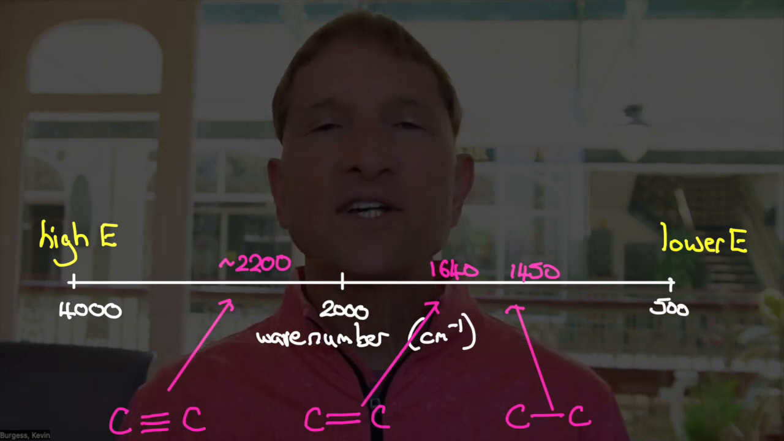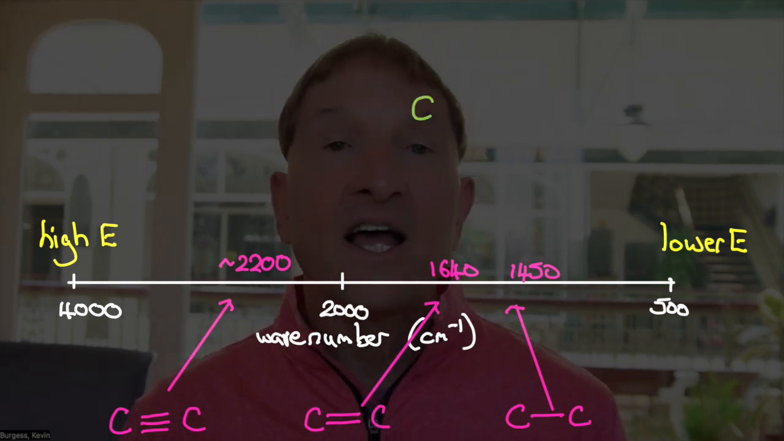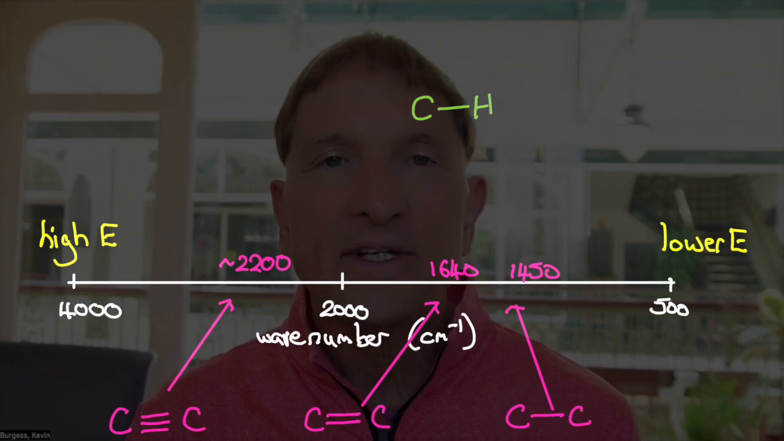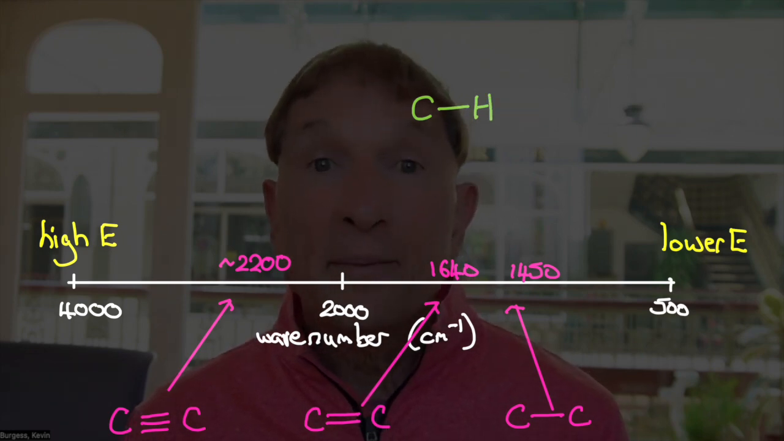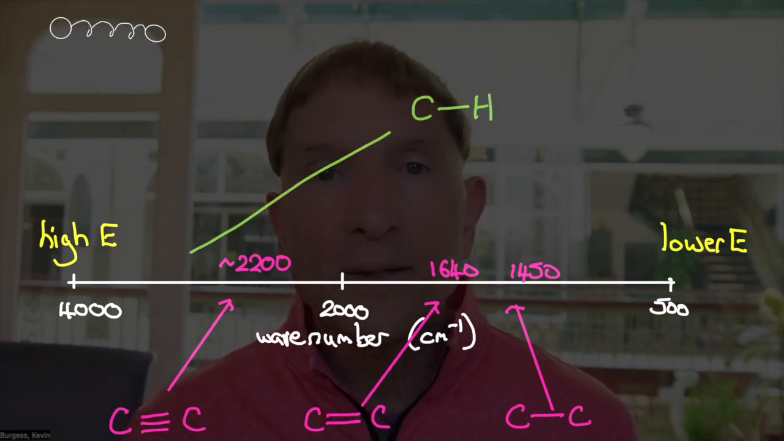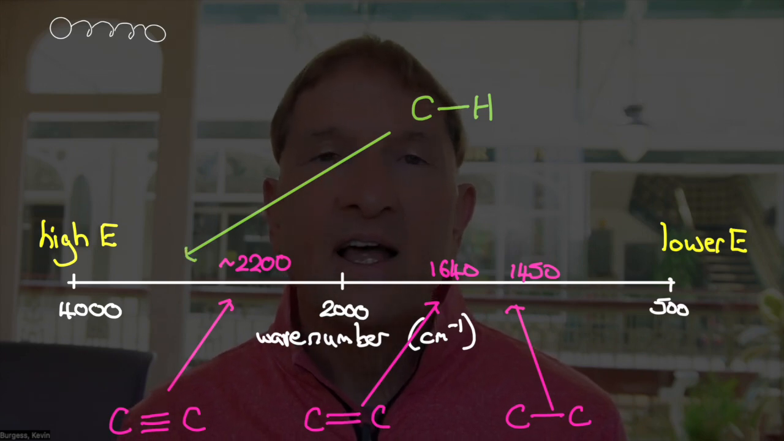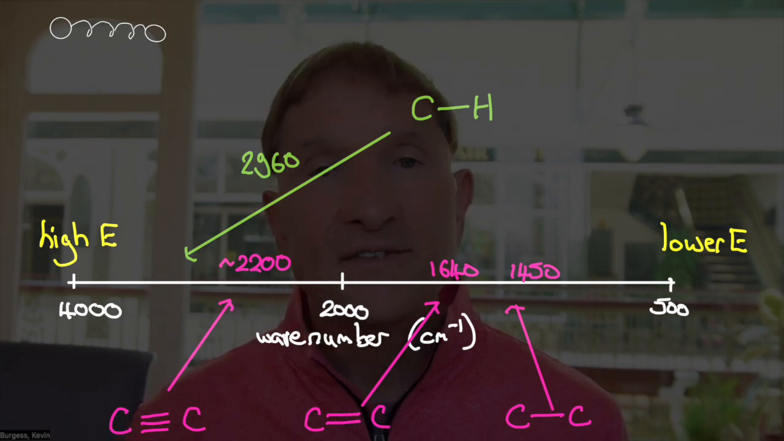Hydrogen bonded to carbon is lighter than carbon bonded to carbon is. It behaves like a lighter ball and vibrates with a higher frequency, higher wave number than a C-C single bond.